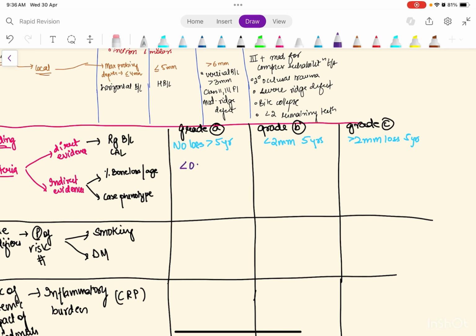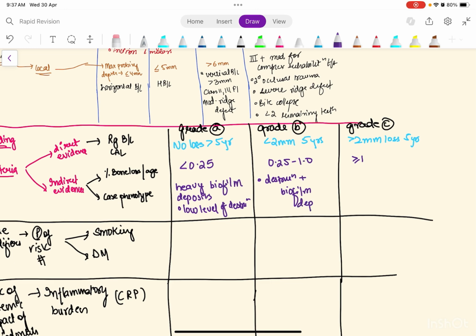So it's like ratio, so it's less than 0.25, then 0.25 to 1.0, and then more than 1. Then we'll talk about the case phenotype. In grade A you have heavy biofilm deposits and a low level of destruction. Then in grade B there is destruction plus biofilm deposits, more than grade A but less than grade C.